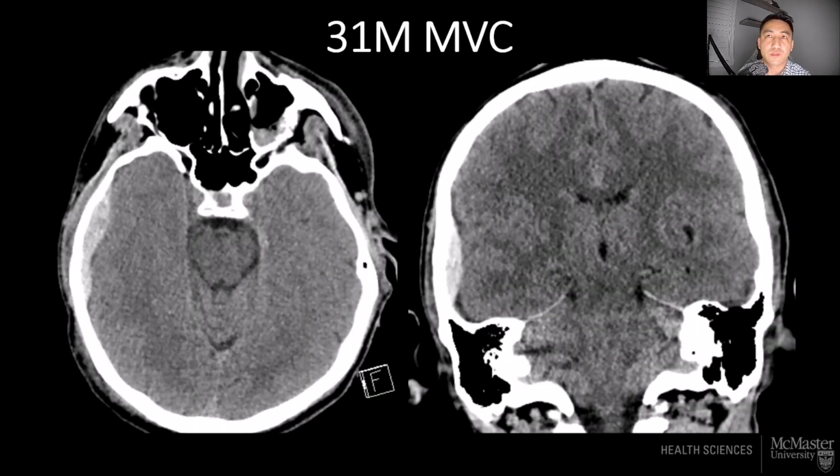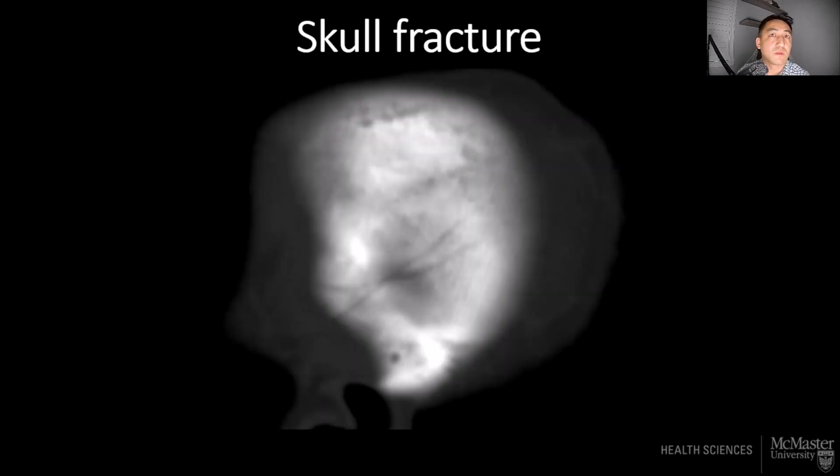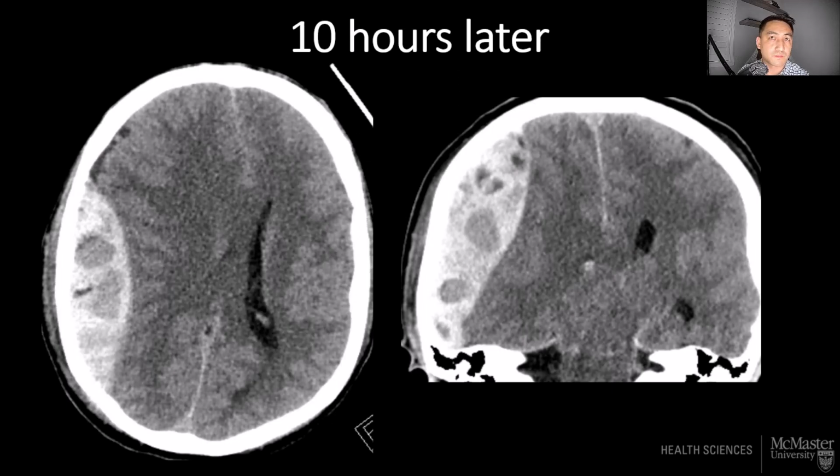Here's a case from an outside institution. A 31-year-old man presented to emerge after an MVC. We have a small epidural hematoma in the lateral aspect of the middle cranial fossa, so arterial. There's also a skull fracture. Unfortunately, these findings were missed and the patient was discharged.